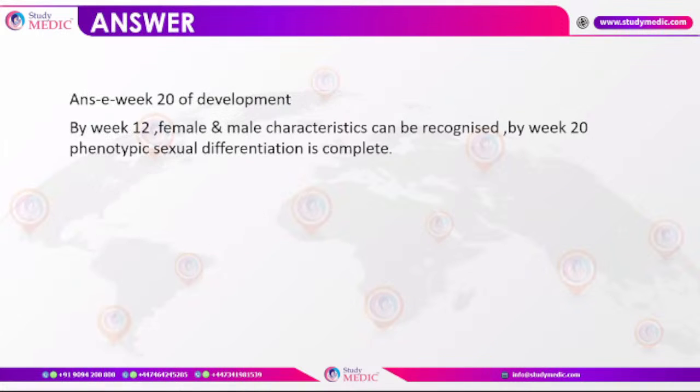The answer is week 20 of development. We understand that before 7 weeks, it's completely an indifferent gonad, and from 7 weeks, the differentiation starts. However, by week 12, the male and the female characteristics can be recognized, but only by week 20, the phenotypic sexual differentiation is complete. So to make it out in the scan, it takes 20 weeks of development.